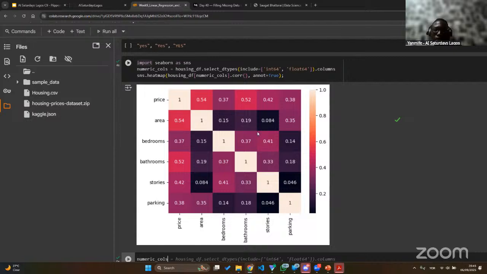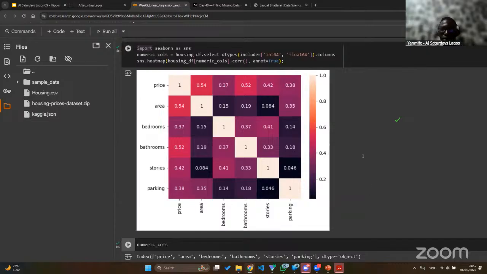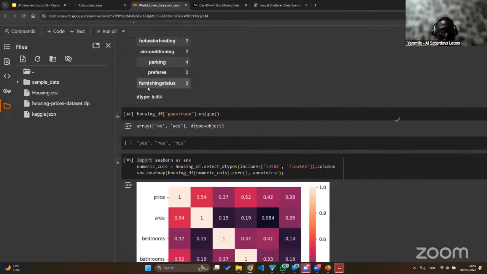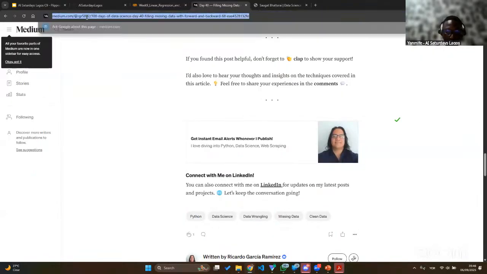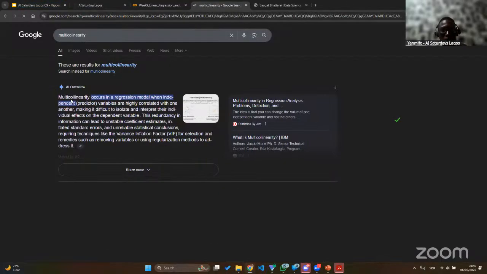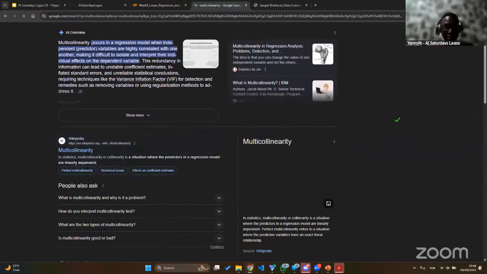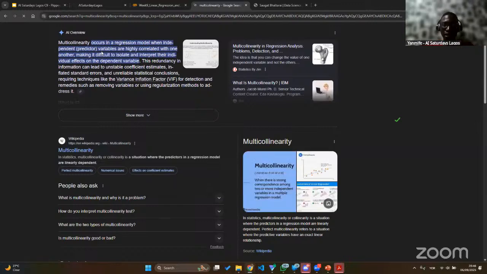Also, there's something called multicollinearity. Rather than talk, let me just look it up. Multicollinearity occurs in a regression model when independent variables are highly correlated with one another, making it difficult to isolate and interpret their individual effects on the dependent variable.